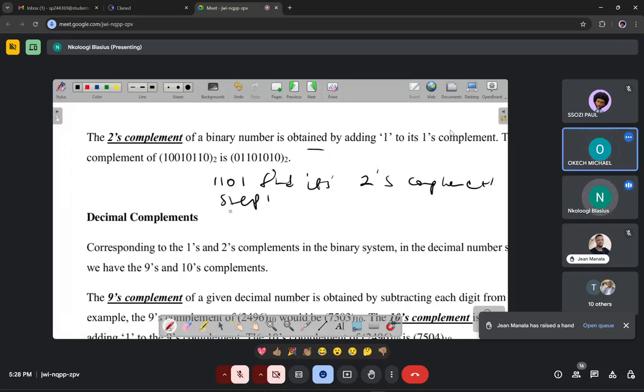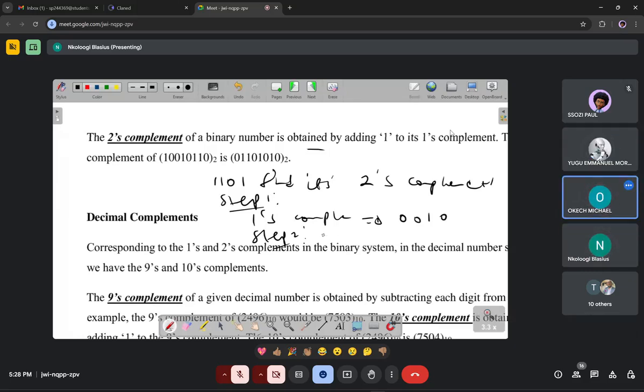That will be step one. It will be 0010. Then step two, you add one to the one's complement. So the one's complement plus a one, which is 0010 plus a one. But in binary addition, what did we say?